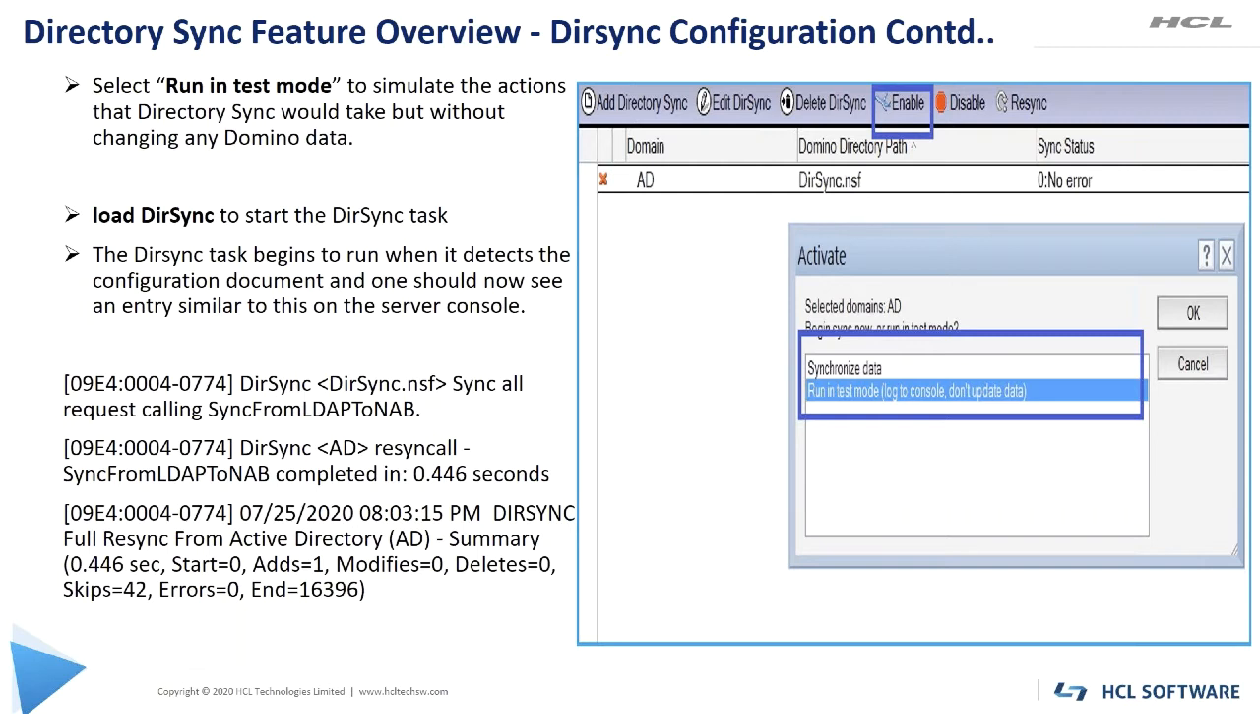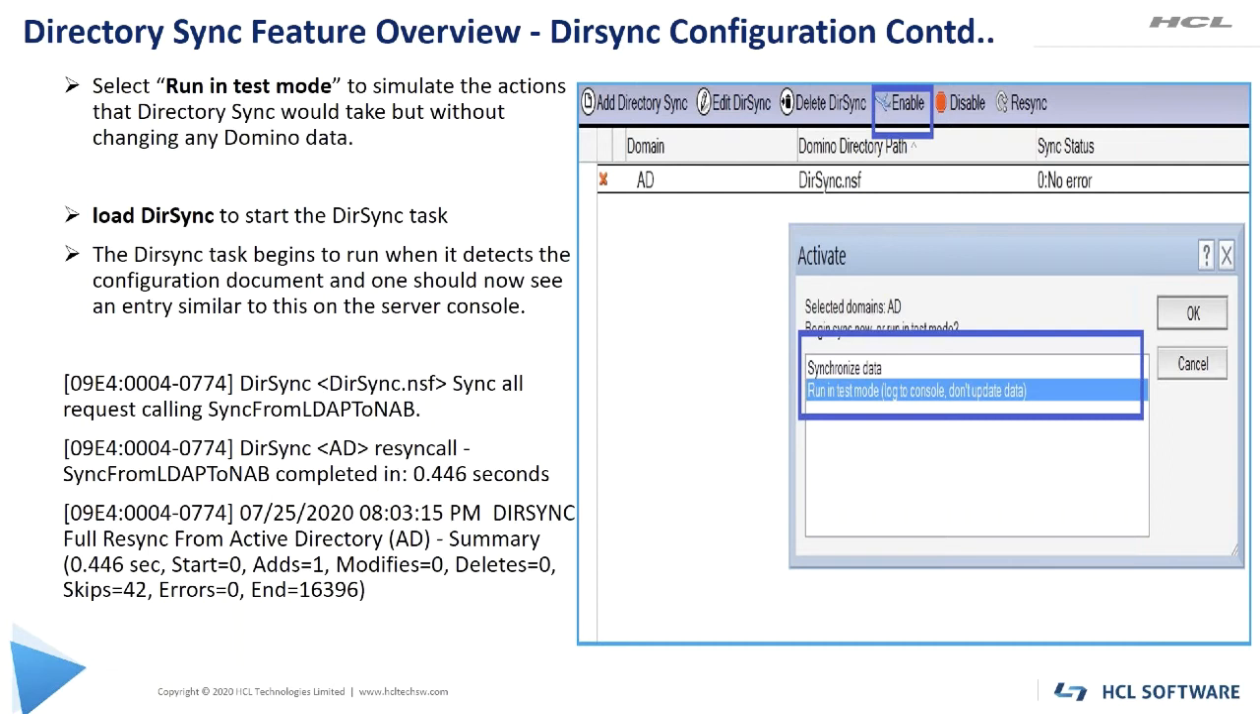Run in test mode is to simulate the action that directory sync would take but without changing any data in the Domino directory. You can check the server console or log file to view the output of test mode. At this point, you can make any adjustment in the directory sync configuration and then select synchronize data once you are ready. It means the data will not sync until you select the synchronize data option.